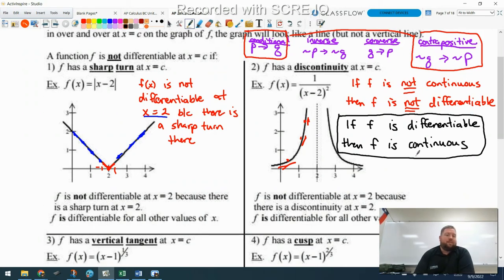This statement, the one I just circled here, is one that we will use a lot in our free response questions. So you definitely want to have that in your head. I wanted to go ahead and talk about it now.